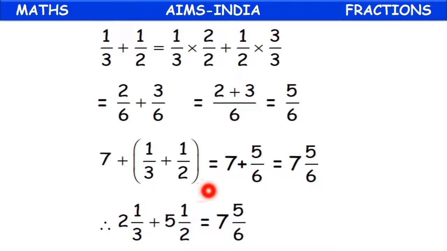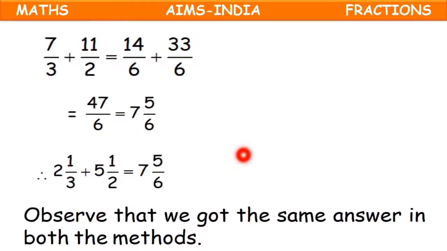If we observe, even in method 1 we got 7 5 by 6 as the answer, and even though we followed a different method, the answer is 7 5 by 6.